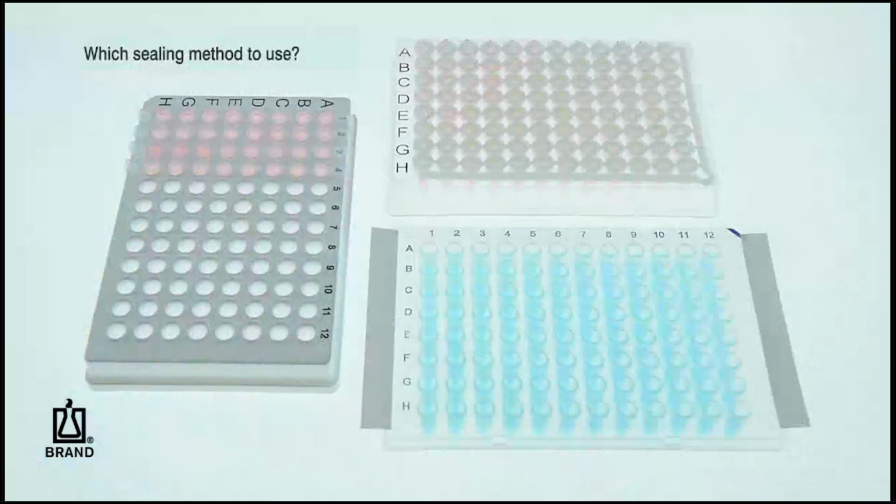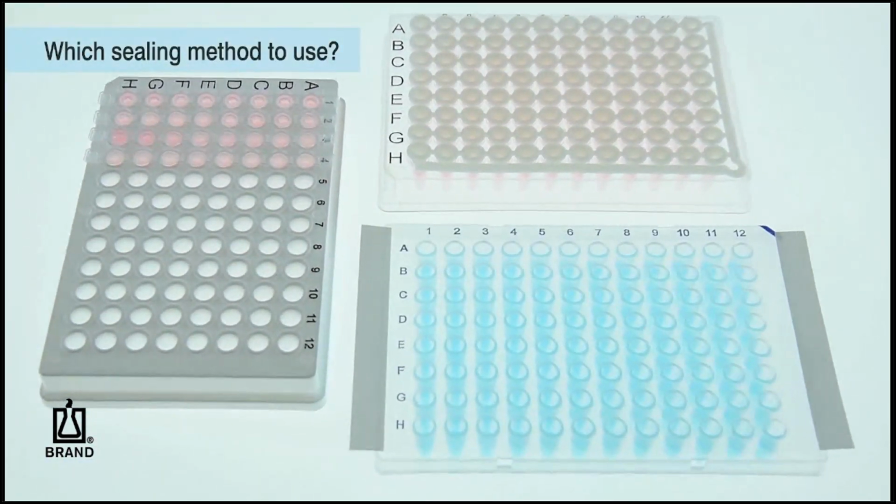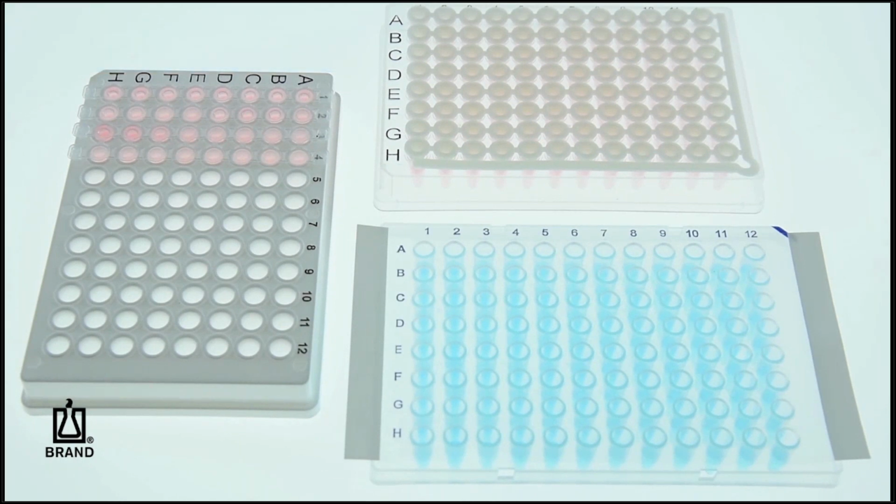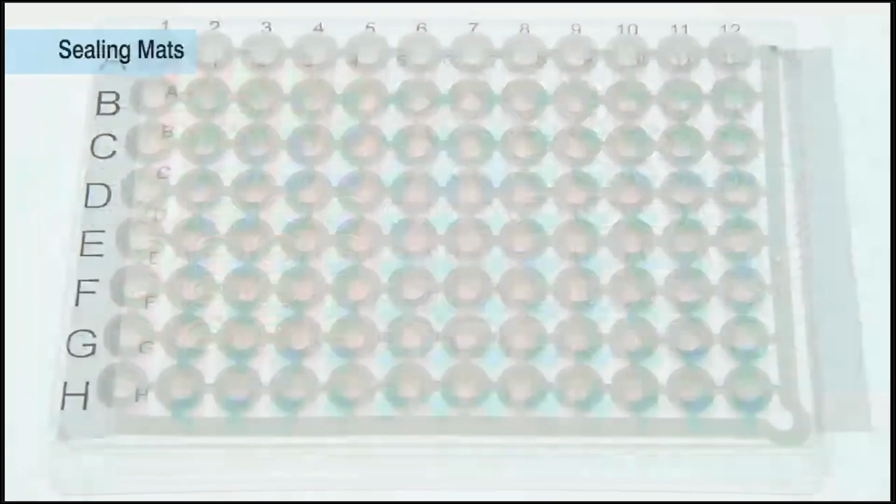Lastly, always consider your sealing methods. Small volume samples can evaporate during the repeated heating and cooling process of PCR. To prevent precious sample loss, select PCR strip caps, sealing mats, or sealing films.